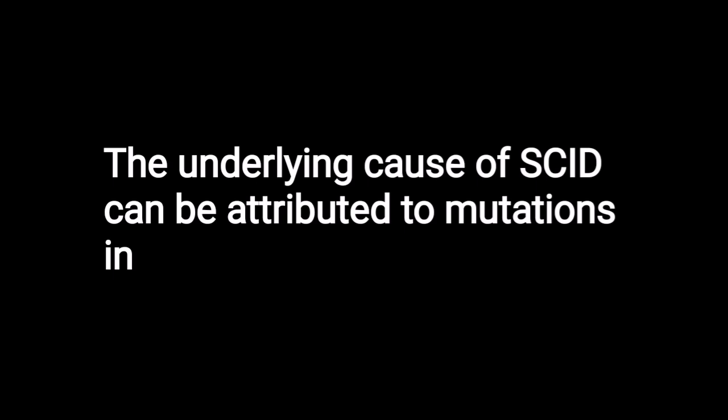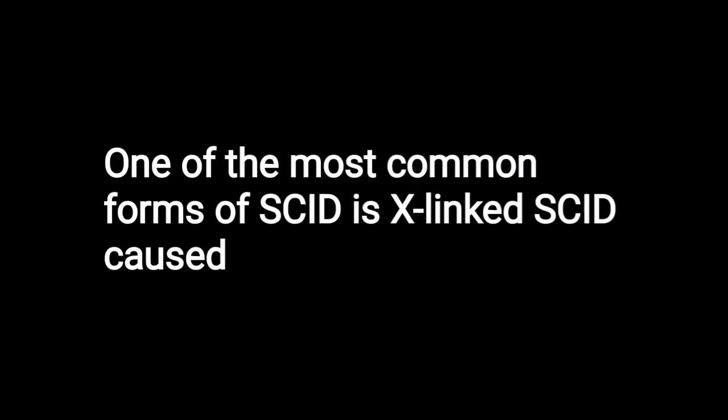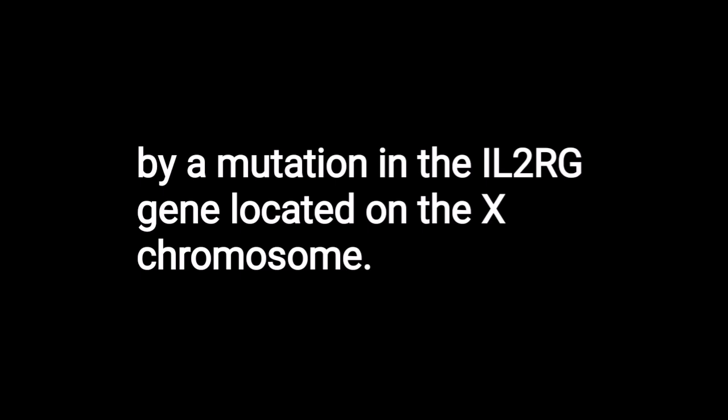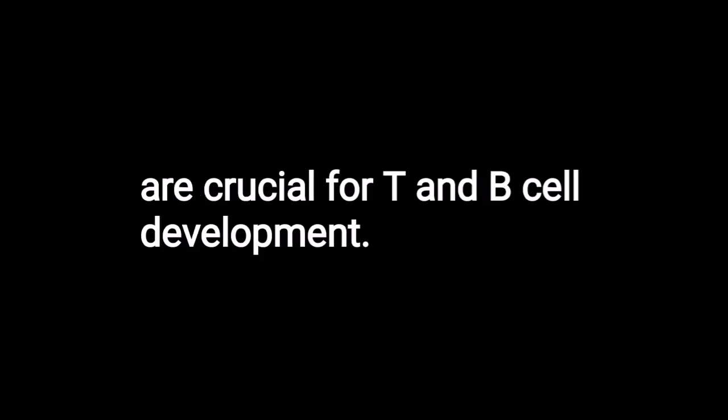The underlying cause of SCID can be attributed to mutations in various genes responsible for the development and function of immune cells. One of the most common forms of SCID is X-linked SCID, caused by a mutation in the IL-2RG gene located on the X chromosome. This gene encodes a receptor subunit that is essential for the signaling of several interleukins, which are crucial for T and B cell development.